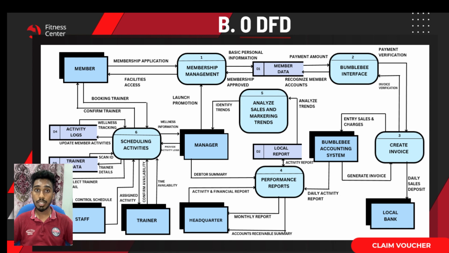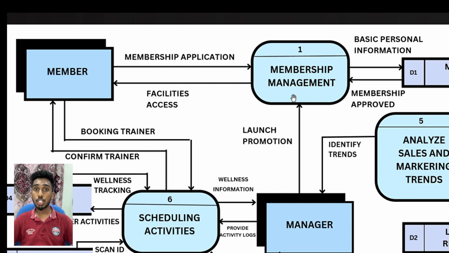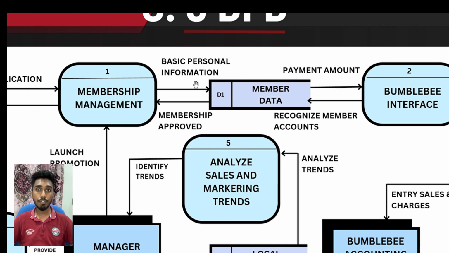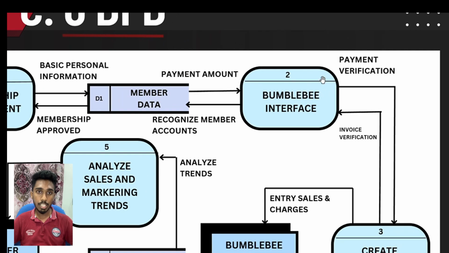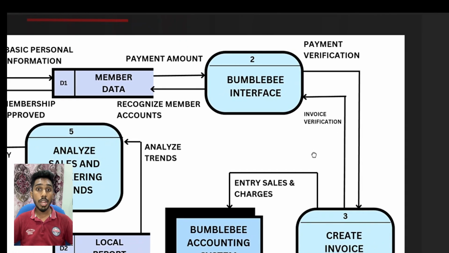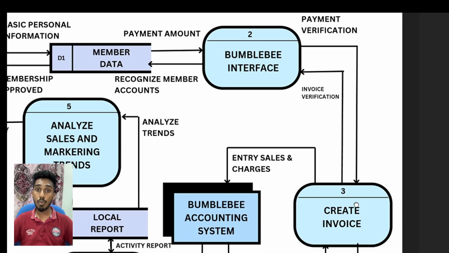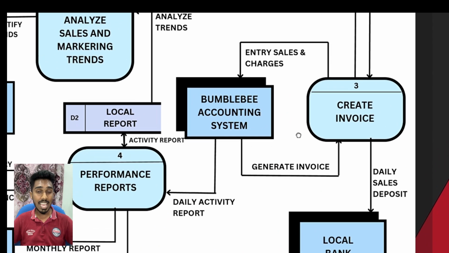Let's look at part B, which is 0DFD. To begin with the members entity, the members can apply for either full or limited membership via the membership management process. Throughout this process, the member completes an application form by filling in basic personal information and makes a payment. This information is stored in the membership data. The payment is entered into the Bumblebee interface where various information communicates. The Bumblebee interface will verify the payment and pass the information to the create invoice process.